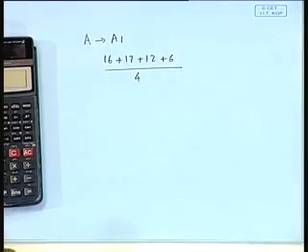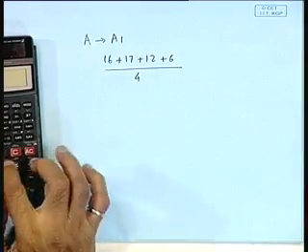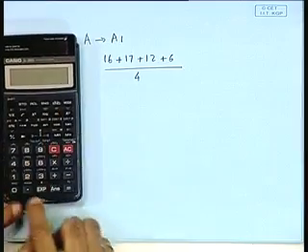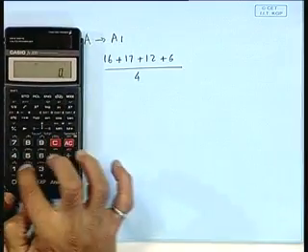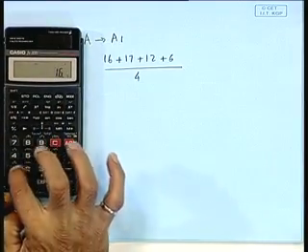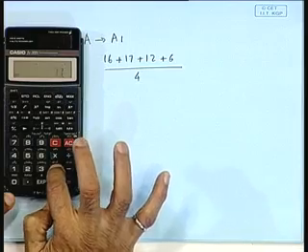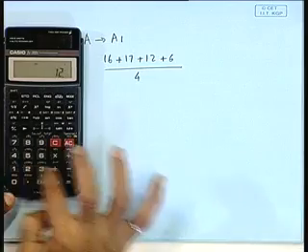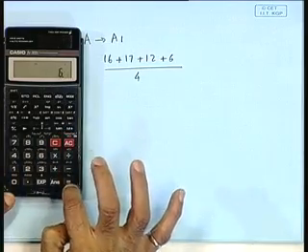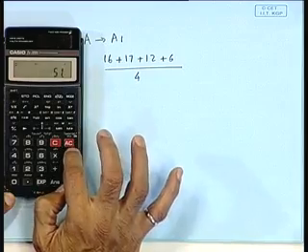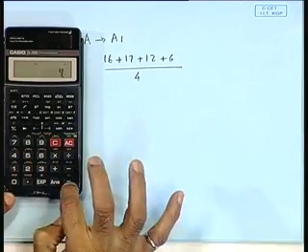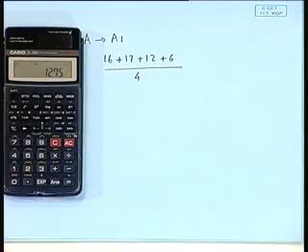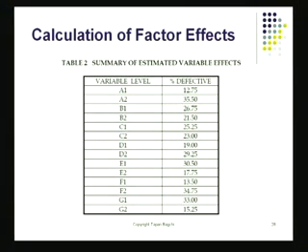And let's do that. Let's do the number there. We have 16 plus 17 plus 12 plus 6. We do the total and we divide that by 4. 12.75. Let's take a look. The first reading is 12.75. Similarly, I could do A2, I could do B1, I could do B2, and so on and so forth.